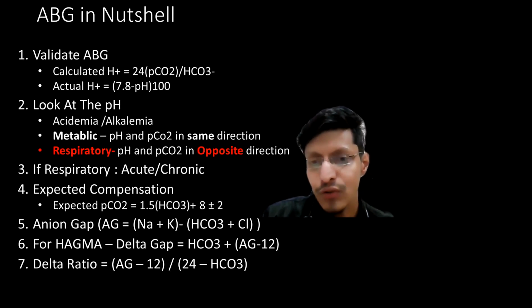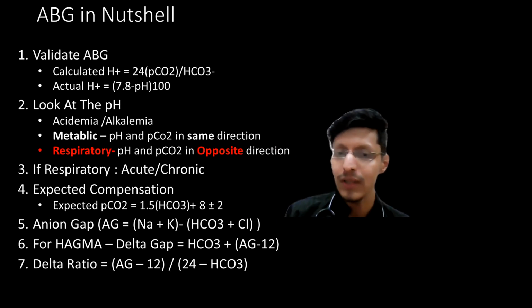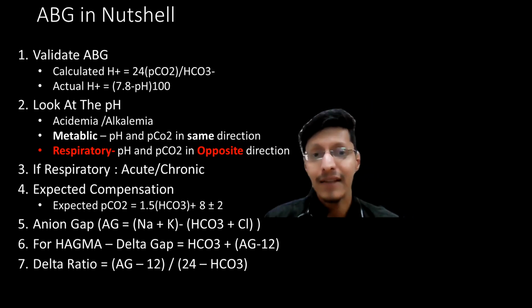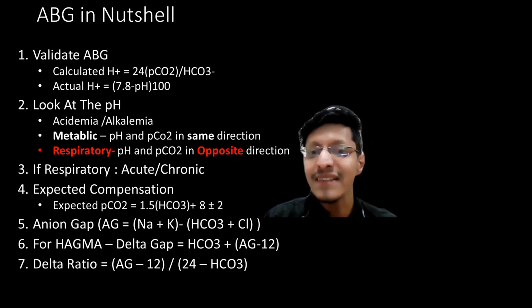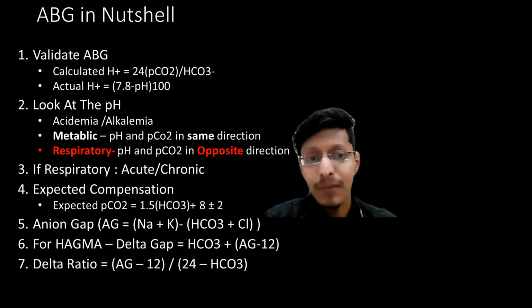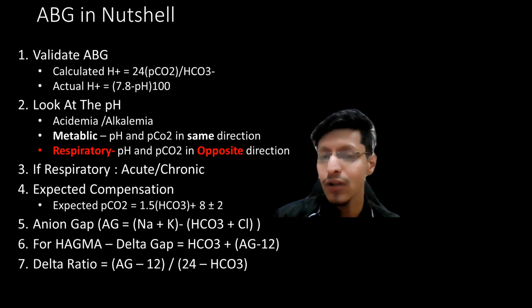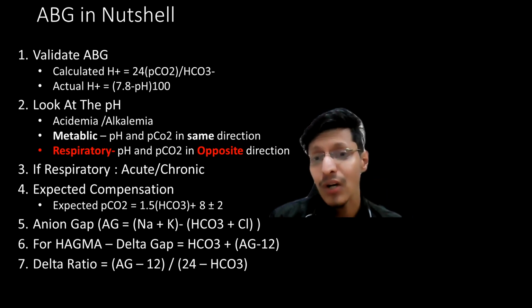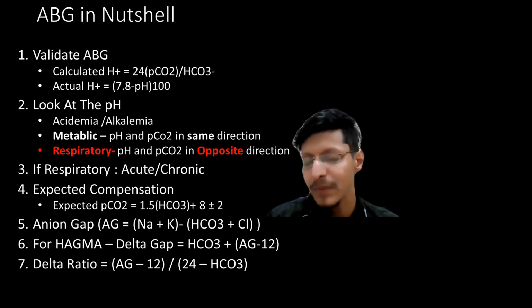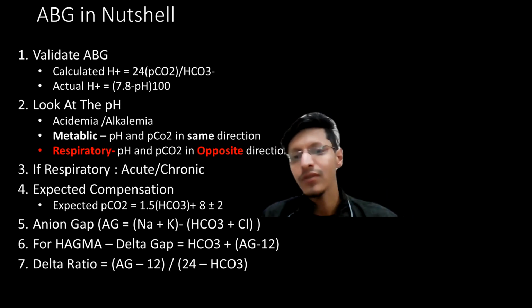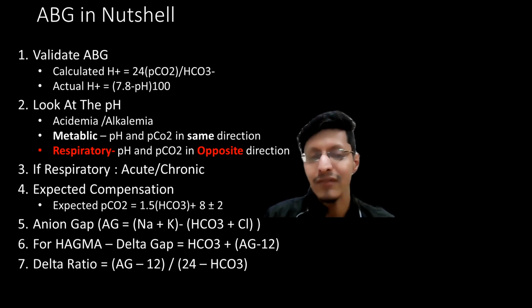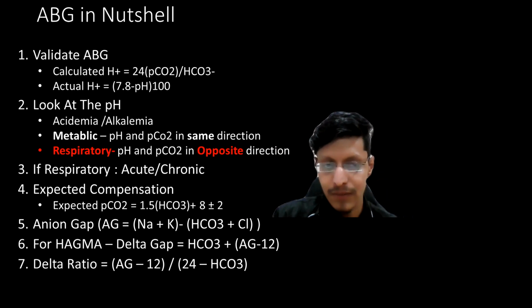Now look at the pH. You have to categorize it into metabolic and respiratory, and whether it is acidosis or alkalosis. In the metabolic part, your pH and PCO2 will be in the same direction. And in the respiratory part, your pH and PCO2 will be in the opposite direction. Fine. Now you have to see how much PCO2 is decreasing with every 10 reduction in bicarbonate. From there, you will get to know whether it is acute or chronic.